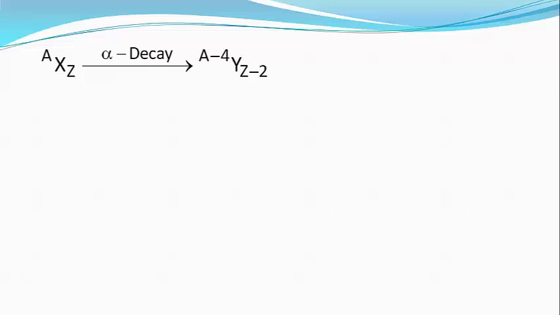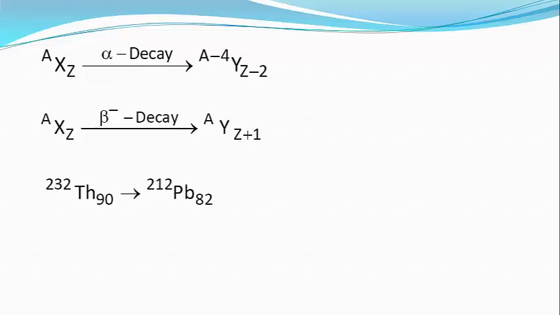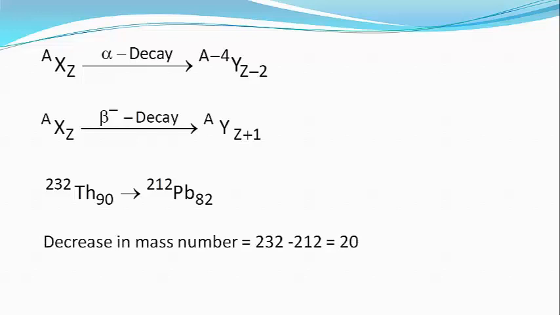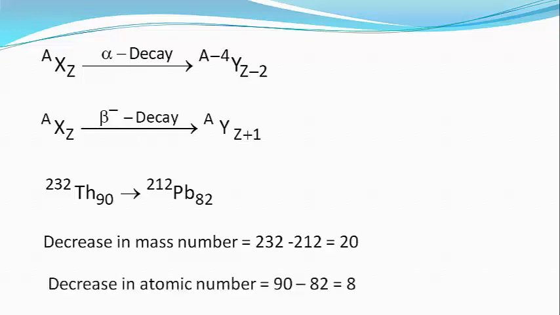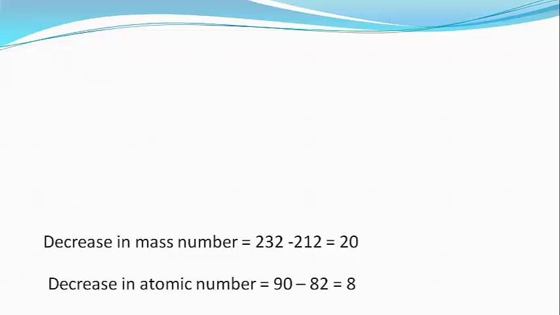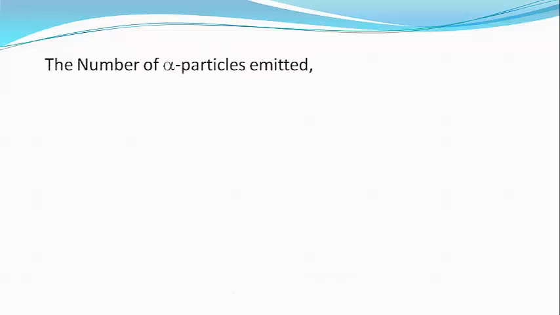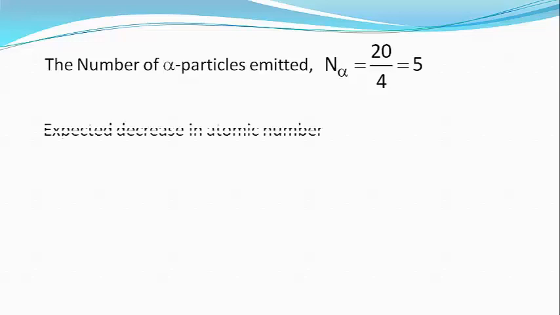Likewise, when the parent nucleus undergoes a beta minus decay, its mass number remains unchanged, whereas its atomic number increases by 1 unit as shown. In the given decay, thorium-232 (Z = 90) decays to lead-212 (Z = 82). The mass number decreases by 20 units and the atomic number decreases by 8 units as shown. So, the number of alpha particles emitted, n alpha, equals 20 divided by 4, equal to 5.